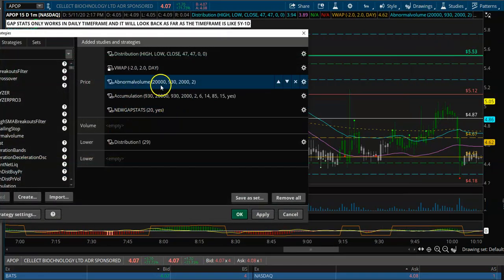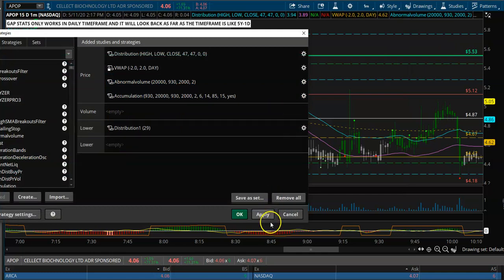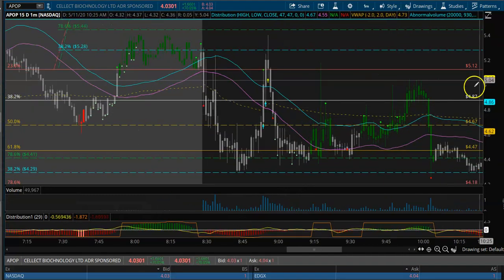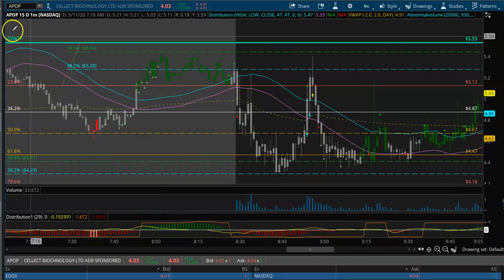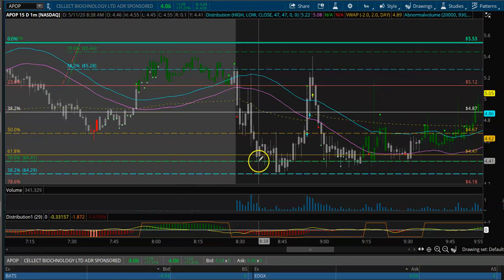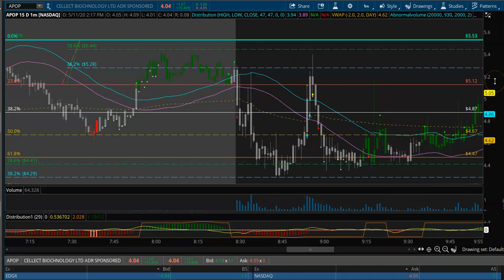Okay, it's a little bit cleaner. So APOP was really a tape reading play, through and through. The number one thing that stuck out on APOP to me was the soaker. The soaker showed up between 440 and 445 all day. And this was very important.